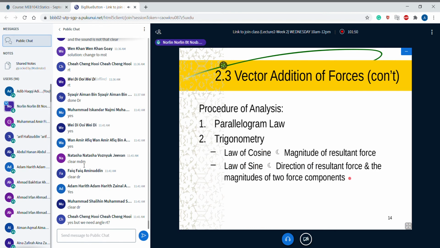Direction is the theta, and the magnitude is in Newton, the magnitude from this point until this point. What are the force values, in Newton? This one is for cosine. Then the law of sine will show you the direction, which is in theta. Okay, now we will look.